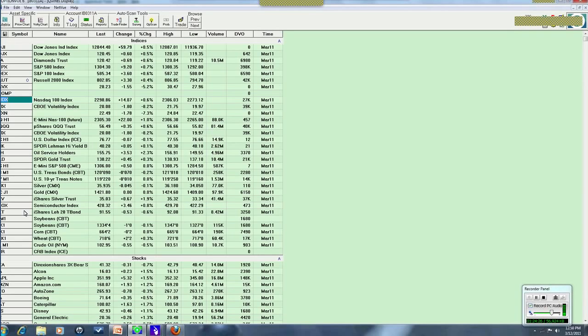Like TLT. I know a lot of people trade the iShares bond ETF here. You have to figure that ratio, and it may be 10%. I mean, I don't know. You just have to know. What's a big move? Start with the standard deviations.